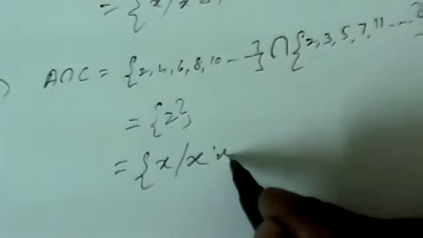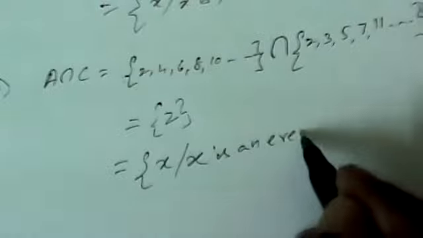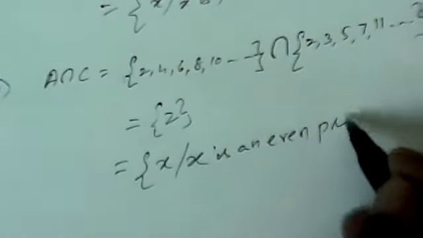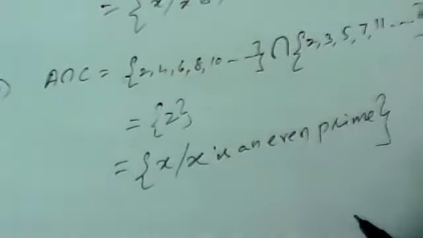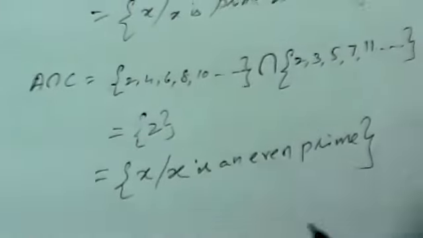So we write in the set builder form: the set of elements x such that x is an even prime. Okay. This is not done.